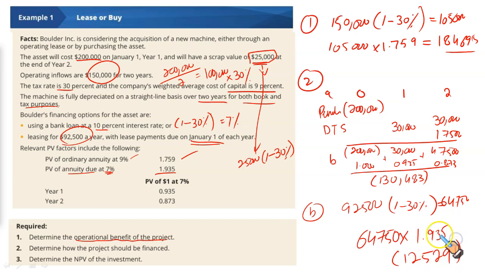Now we have some numbers to discuss. Operational benefit of the project NPV is 184,695. Then if you borrow the funds and acquire the asset, in that case the present value of outflow is 134,883. Or if you go for the lease rental arrangements, in that case it's 125,291.